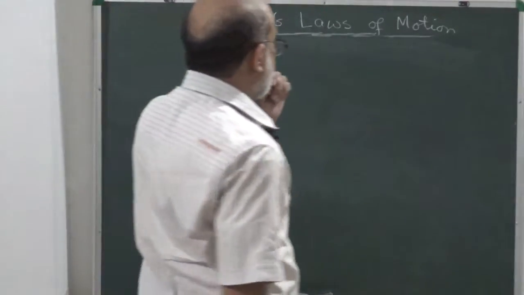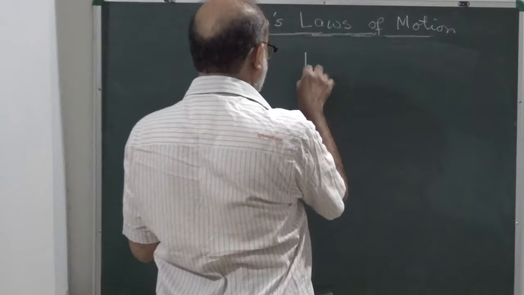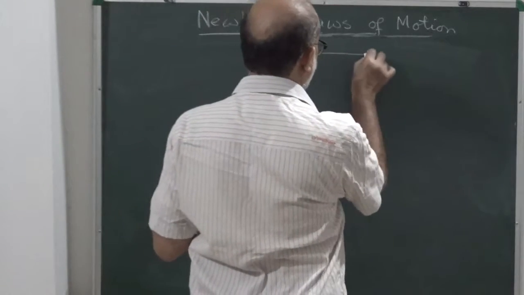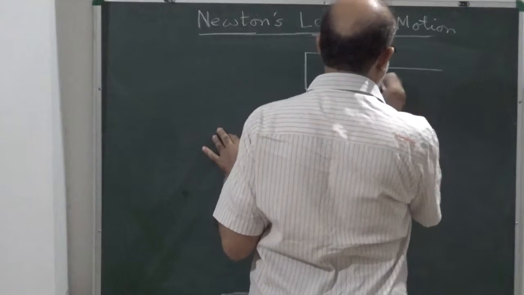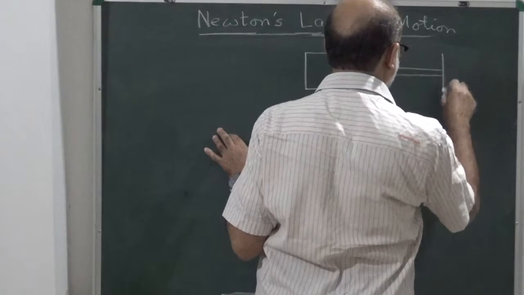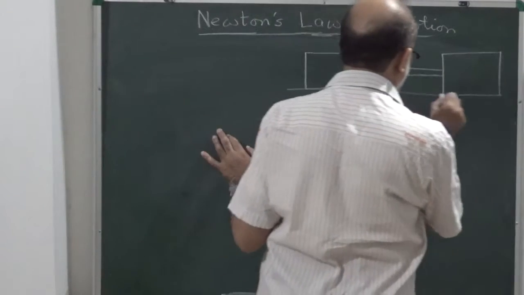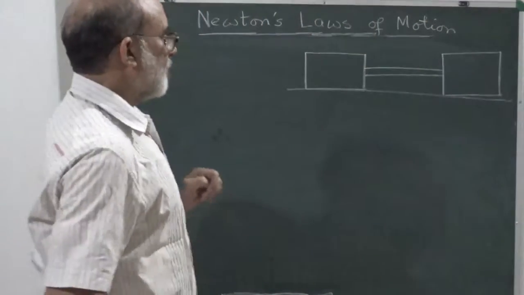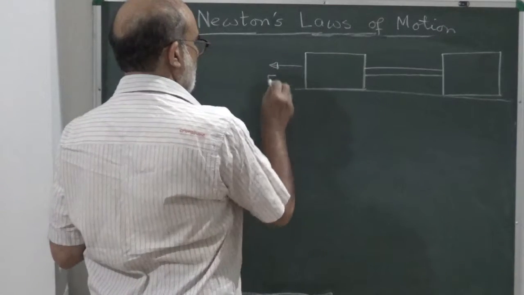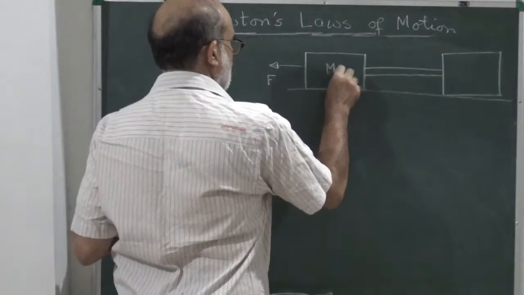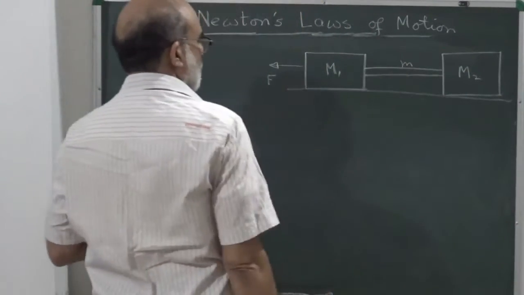Yesterday we solved a problem of this type. I am recalling yesterday's lecture: suppose we have two blocks connected by a rope, and we apply a certain force F here. The masses are m1 and m2.